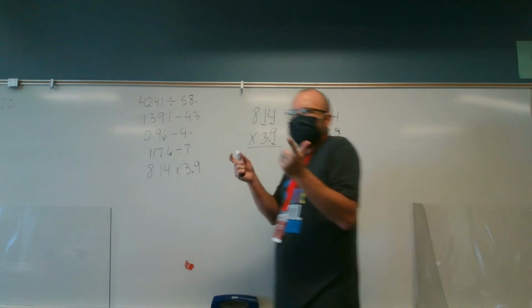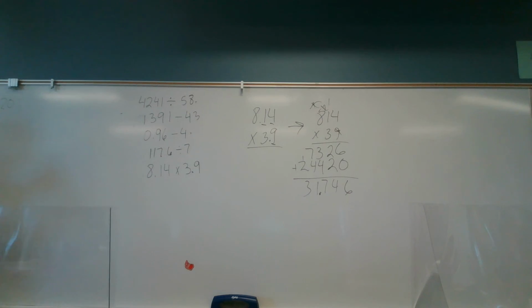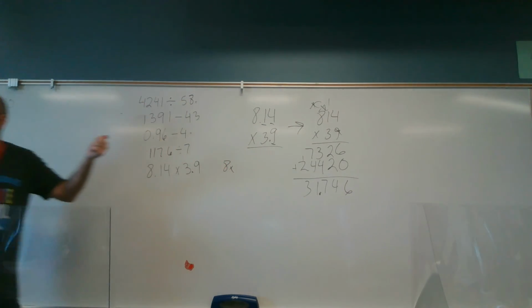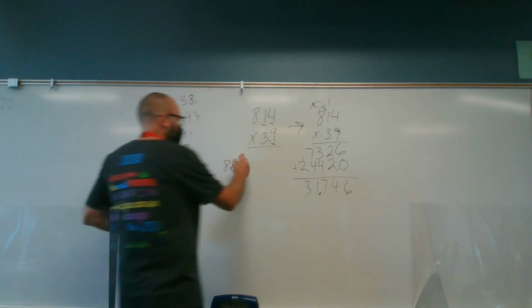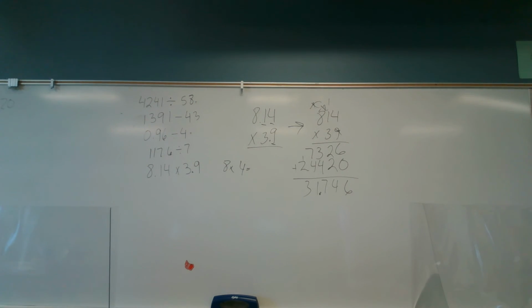Now let's look if we estimate it, because we always want to check to make sure our answer makes sense. So I'm going to say 8 and 14 hundredths is close to 8. 3 and 9 tenths is close to 4. And 8 times 4 is 32. So my whole number in my product actually is 31. My estimate would be 32. Since those are pretty close, I probably did a good job with that.